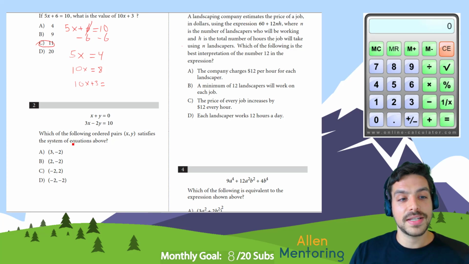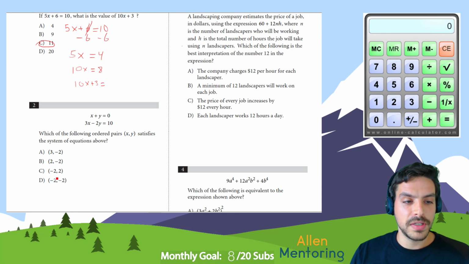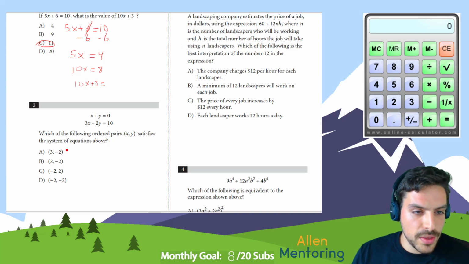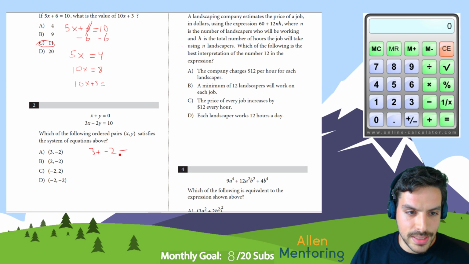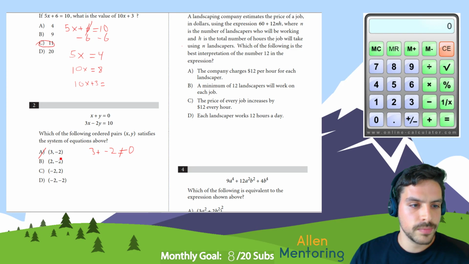So in this case, I think the fastest way would just be plugging in each of these values and seeing if they equal 0 in the first equation and 10 in the second one. So let's plug in 3 and negative 2. Well, I already see that 3 plus negative 2 is not equal to 0, so I'll cross this out. 2 plus negative 2 is equal to 0, so this could work. Negative 2 plus 2 is also equal to 0, so this could work. And negative 2 plus negative 2 is not equal to 0. So I can cross D out.